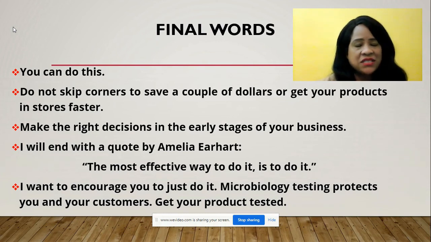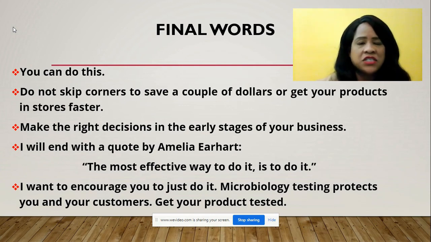Some precautions in the beginning stages when producing your products will save you a lot of trouble later. Do not cut corners to save a couple of dollars or get your products on the shelf faster. Make the right decisions in the early stages.